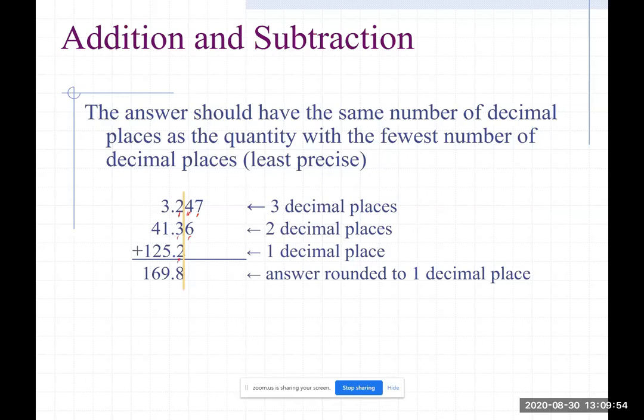That means that our answer cannot be more precise than our least precise data value, which is 125.2, only going to the 10th place. So our answer is going to be rounded to the 10th place, and we'll have only 1 decimal there.